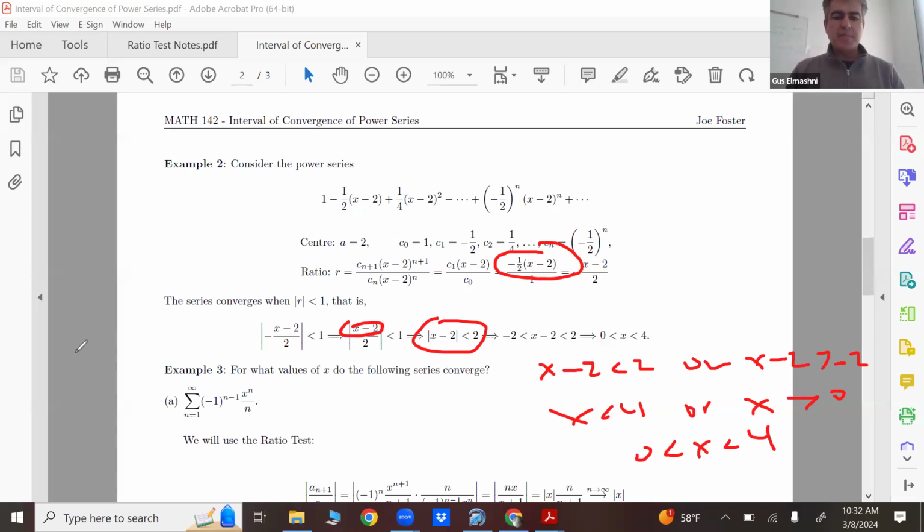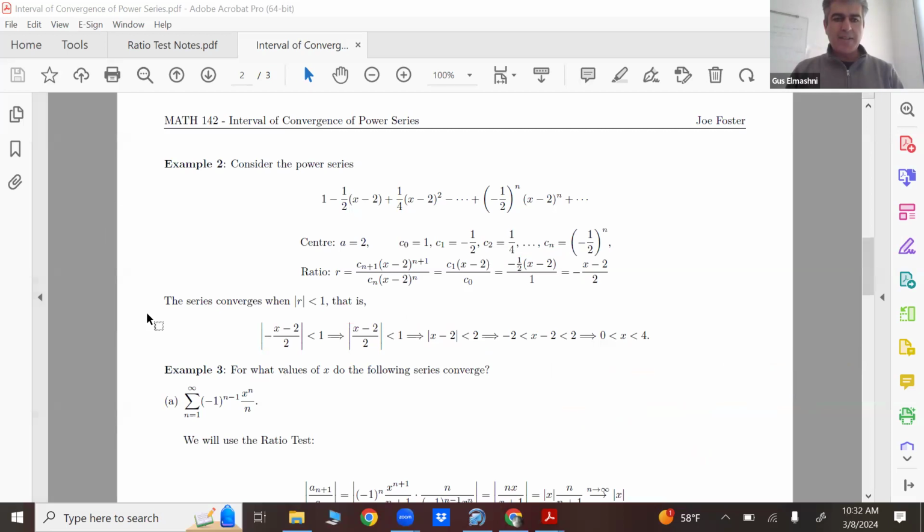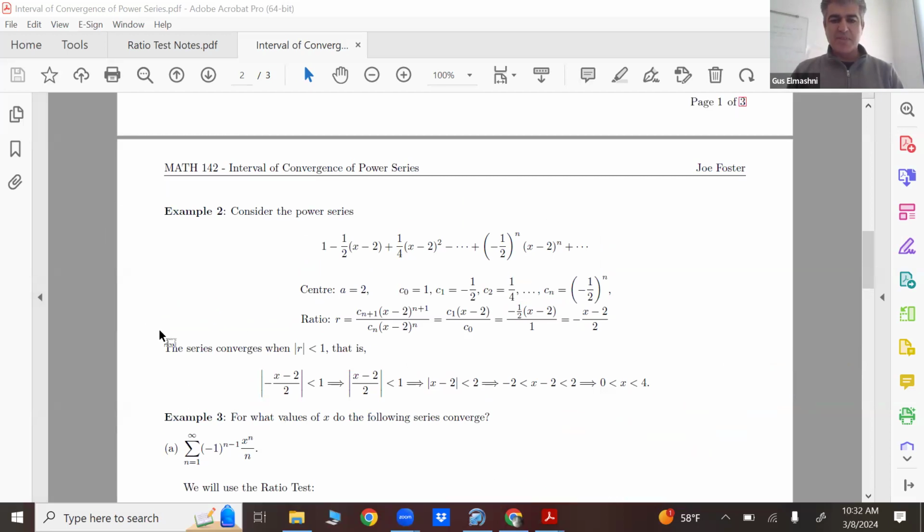So let's try this again. But let me hide the solution. Actually, you guys can see the solutions, but I'm going to hide it, so maybe don't look at it. And let's try it again so we can actually find the interval of convergence. I'll do it up here.